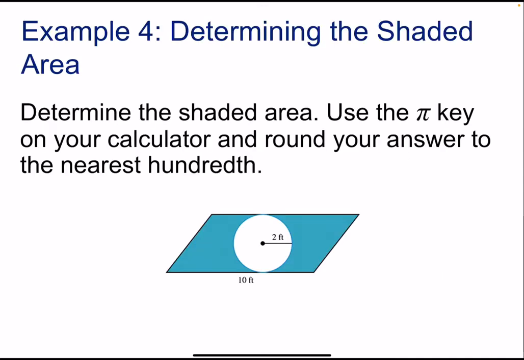Okay, let's look at this example here. We want to find the shaded area, where the shaded area obviously is the area of the region that has the white circle removed, right? So we need to find the area of the parallelogram, then find the area of the white circle, then subtract the area of the white circle from the area of the parallelogram. That will give us the shaded area.